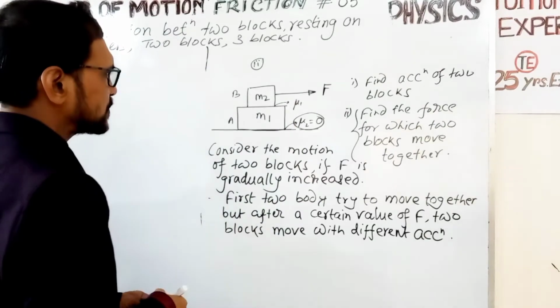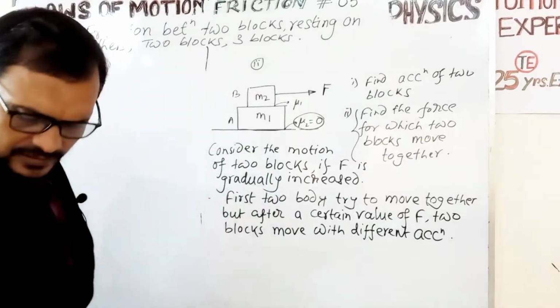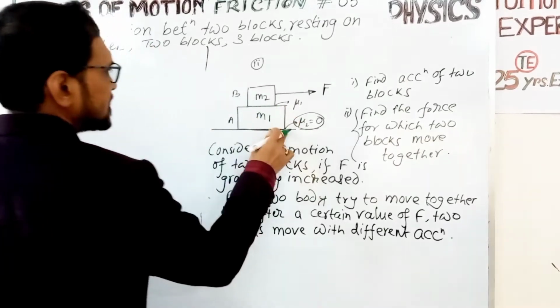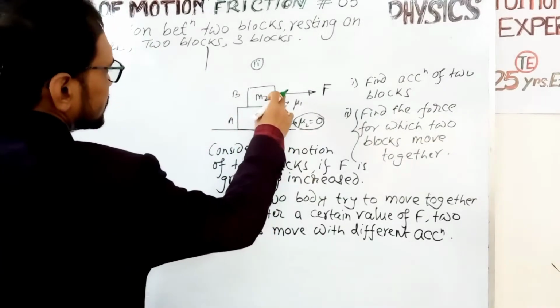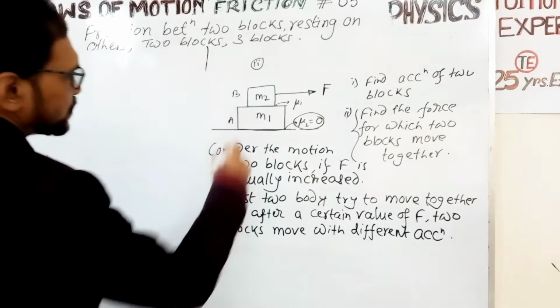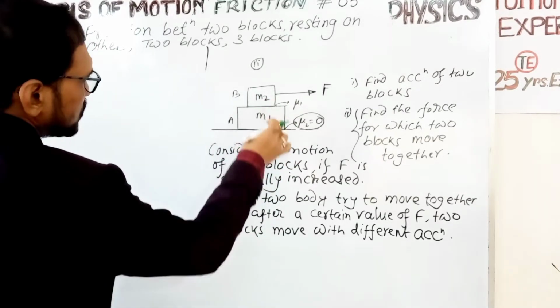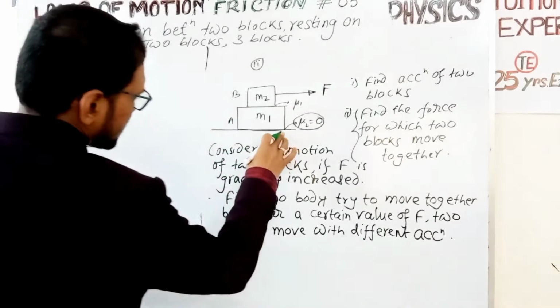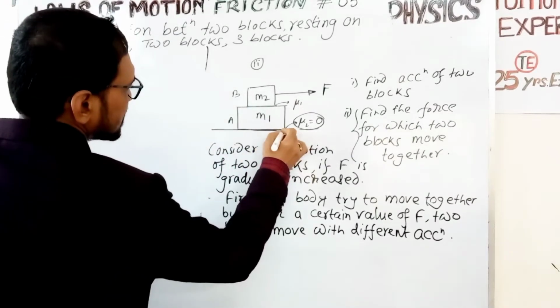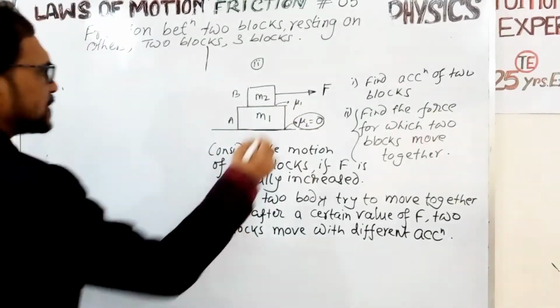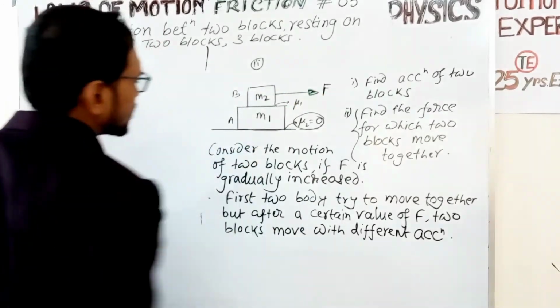Now this surface is smooth, and a friction is present between m2 and m1. Friction is present here and this is smooth. Next problem I will discuss both. There will be friction between two surfaces, this and this. First I consider that this surface is smooth and there is friction between m1 and m2, and a force F is applied on the block m2.